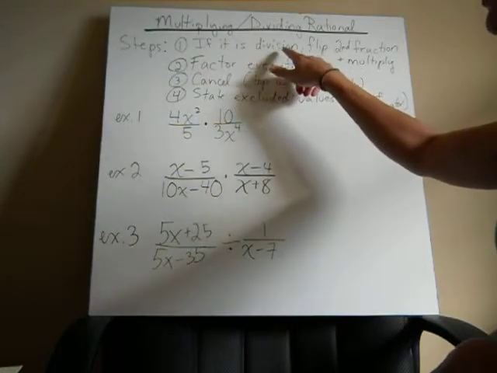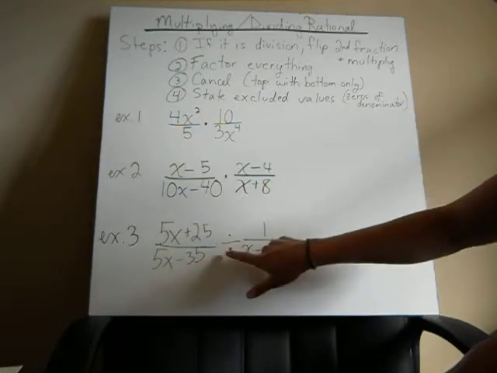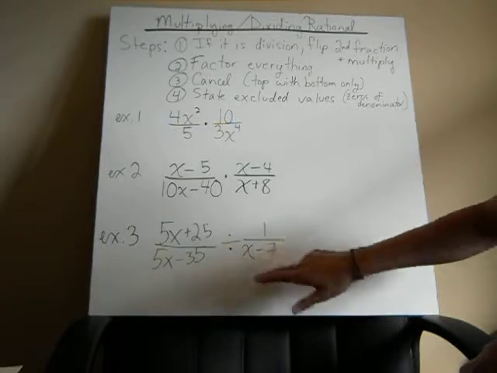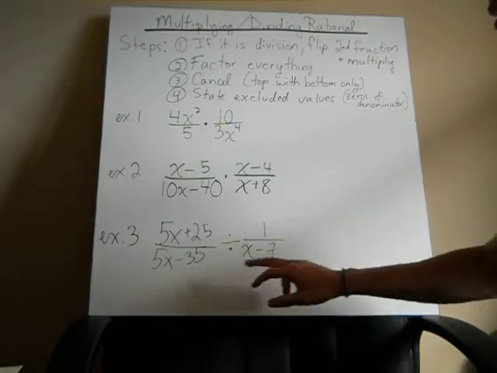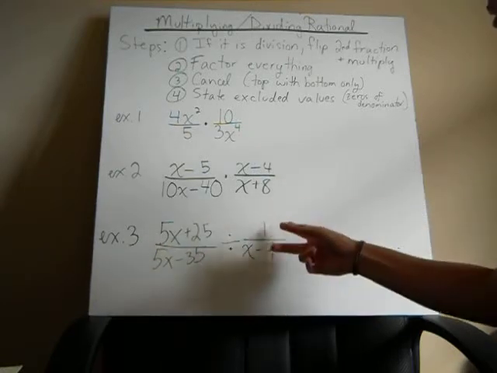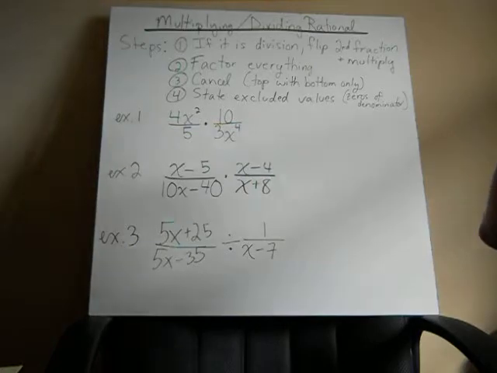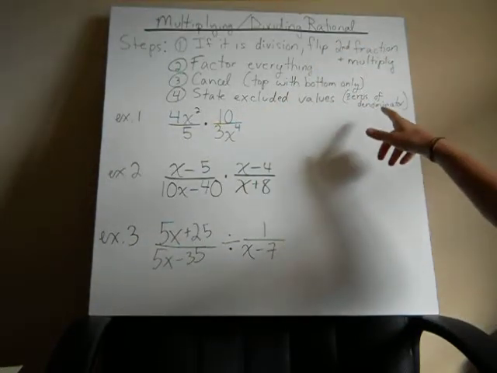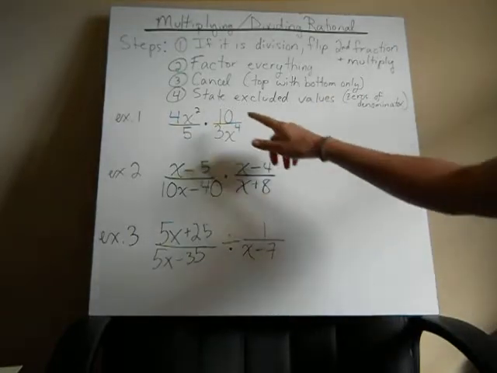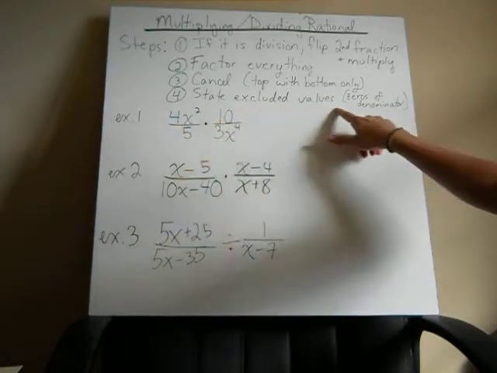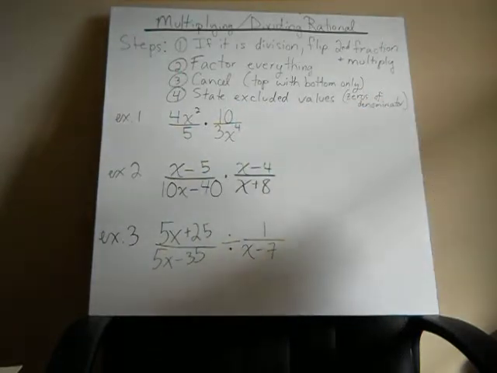If the problem you're given is division, and we're not going to get to that till right here, you're going to flip the second fraction and multiply. So that's what you do when you're dividing fractions. If you have to divide, what you really do is just flip this and multiply by the reciprocal. Alright, next you'll factor everything, then you'll cancel what you can, and then lastly you'll have to state the excluded values. Now this is not difficult, but it's a little weird at first.